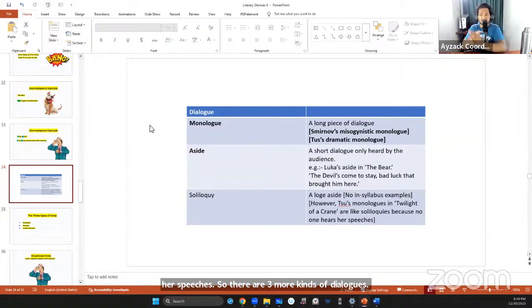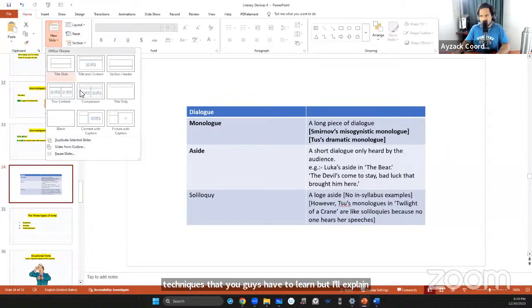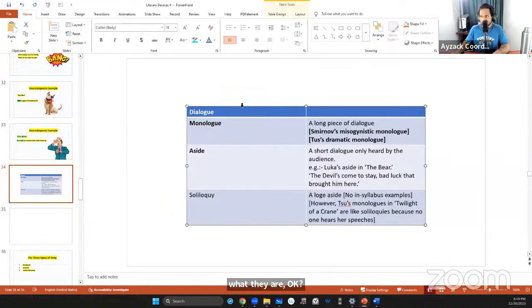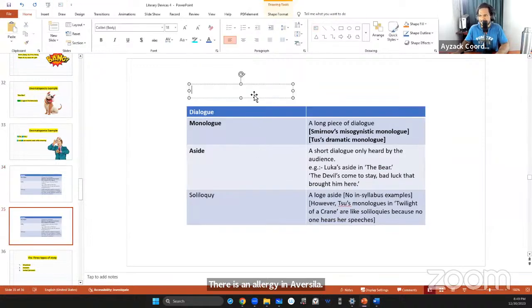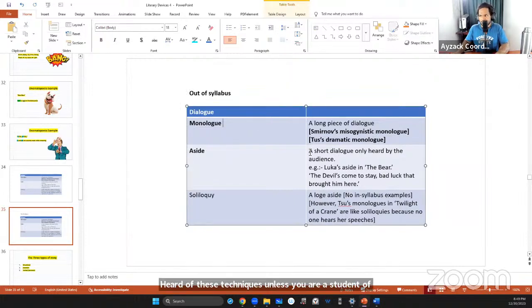There are, screenshot this, out of syllabus techniques that you guys have to learn, but I'll explain what they are, okay? There is an elegy in our syllabus. Out of syllabus in the sense teachers don't know these techniques. I swear you must have never heard of these techniques unless you are a student of Javed Sir's. Here are out of syllabus techniques, by the way, okay?